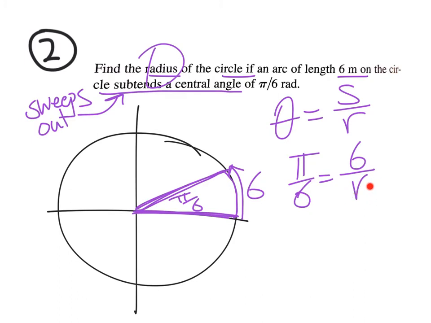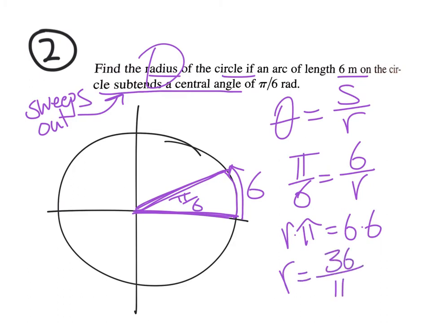A real common mistake is people would just divide by 6 and call it good. No, our variable's in the denominator, so we're going to cross multiply. So we get r times pi equals 6 times 6. And our radius ends up being 36 over pi.